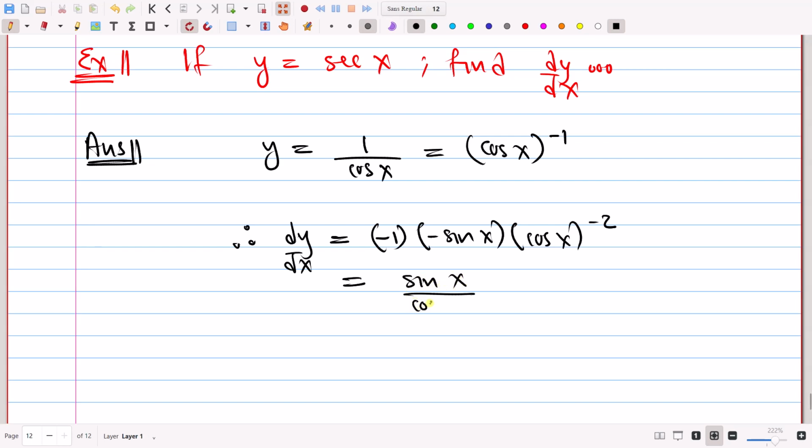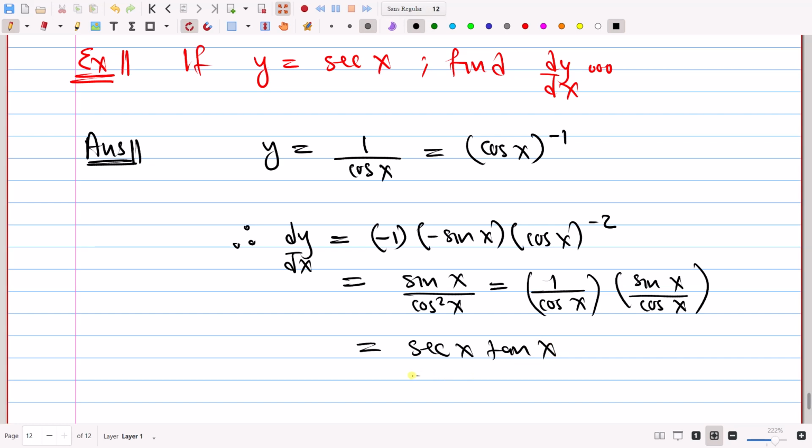And we see that this gives us sine x over cos squared x, which is the same thing as saying 1 over cos x times sine x over cos x. Then we know 1 over cos is just sec, so we have sec x. Sine over cos is tan x. So we can see now that the derivative of sec x is sec x tan x.